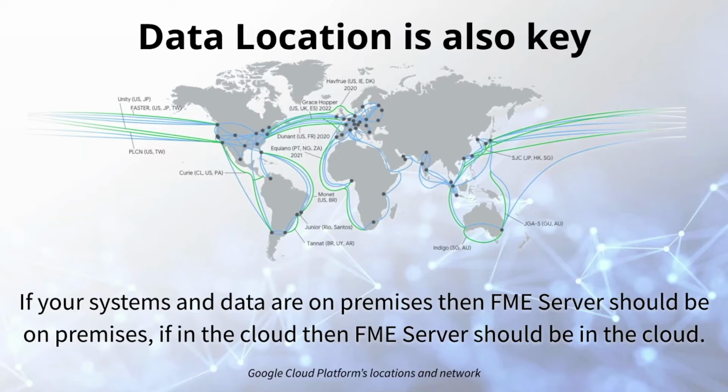You can see here, this is a map showing the Google Cloud Platform's locations and networks. The blue lines are their existing network. Just because you have applications or data in the cloud, let's say in Europe, doesn't mean that deploying FME Server in the cloud in North America would give you any benefits. You can see on this map how long the lines are between North America and Europe. So if you're deploying in the cloud, you want to put it in the region that's ideally the same region or as close as possible to where your data or applications are.